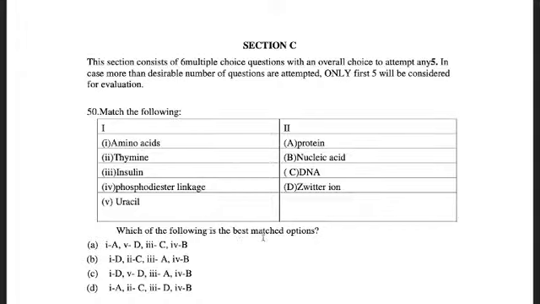Which of the following is the best matched option? A. 1A 5D 3C 4B. B. 1D 2C 3A 4B. C. 1D 5D 3A 4B. D. 1A 2C 3D 4B.